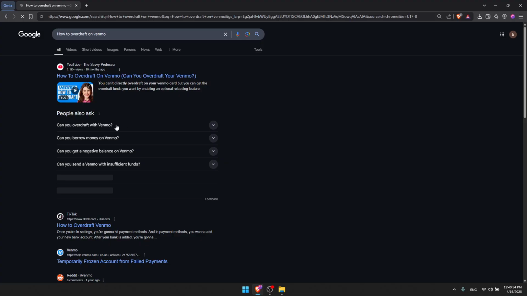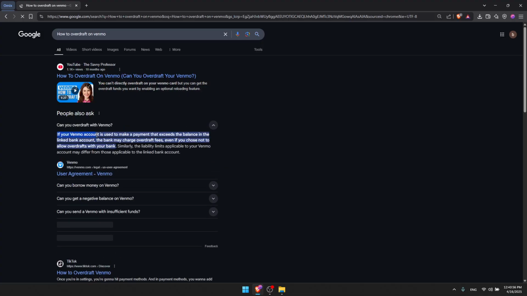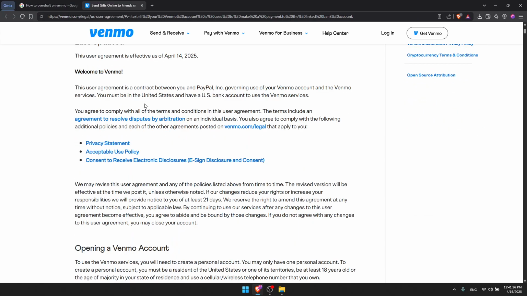So first of all, can you overdraft with Venmo? If your Venmo account is used to make a payment that exceeds the balance in the linked bank account, the bank may charge overdraft fees, even if you choose not to allow overdraft with your bank. Of course, that's in the user agreement of Venmo that you can read here.